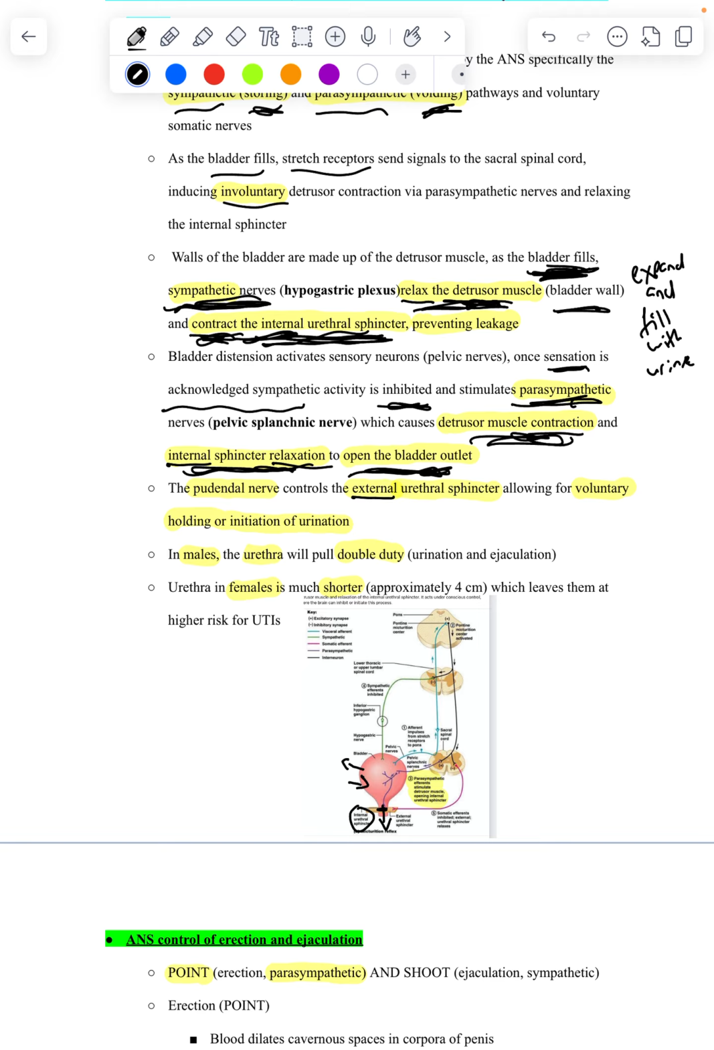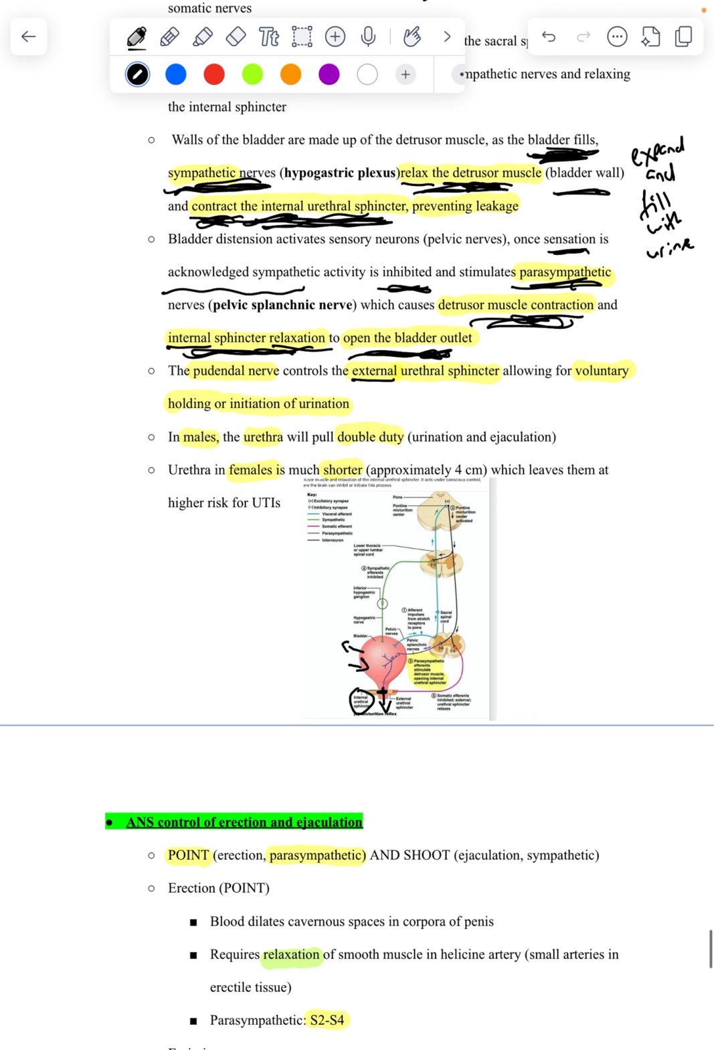So sympathetic, we're storing. The detrusor muscle is going to relax and expand. The internal sphincter is going to close. Parasympathetic, we want to void. So now the detrusor is going to contract, and the internal sphincter is going to open. That's literally all it is.